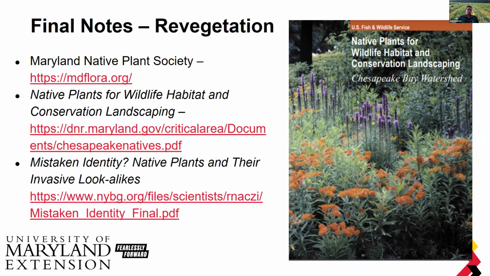Also, as I said with the examples of the lesser celedine and the multiflora rose, it's really important to be able to identify the difference between our native plants and our undesirable invasive species. And this is a good resource I found here: Mistaken Identity, Native Plants and Their Invasive Lookalikes.